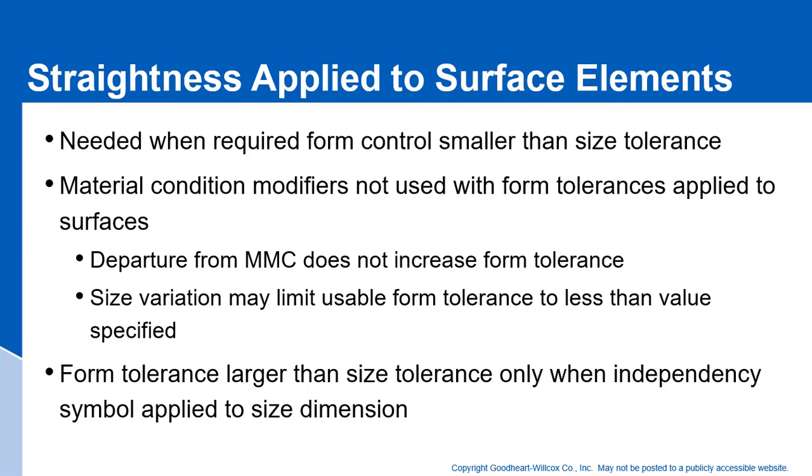Okay, when we talk about surface elements, we talk about applying these form tolerances to surfaces. MMC is not a factor when we talk about applying to surfaces. Size variation may limit usable form tolerance to less than the value specified, and the form tolerance can be larger than the size tolerance only when the independency symbol is applied to the size dimension.